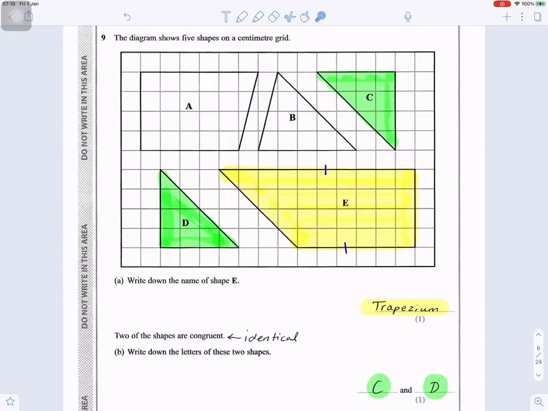2 of the shapes are congruent. Congruent means identical. Write down the letters of these 2 shapes. Which 2 shapes are congruent or identical? The ones I've colored in green, shape D and shape C. They are identical. So shape C and D are congruent.